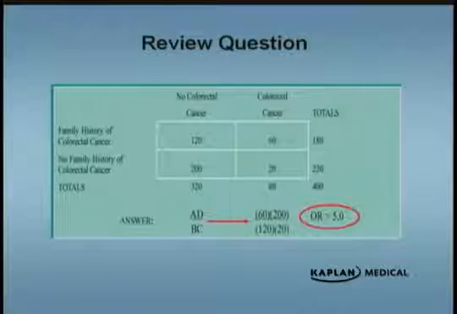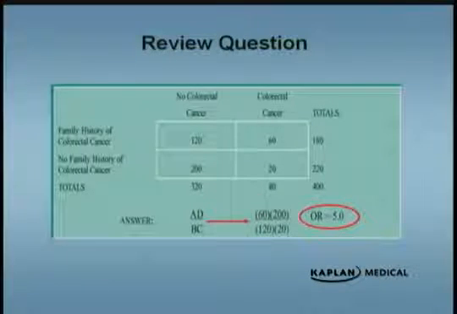What you get, if you actually sit down and do the math all the way to the end, is an odds ratio equal to 5. Now, first of all, very often on the exam, simply setting up the problem is sufficient. That is, if you got 60 times 200 divided by 120 times 20, that would be enough to pick your answer out of the answer choices given.